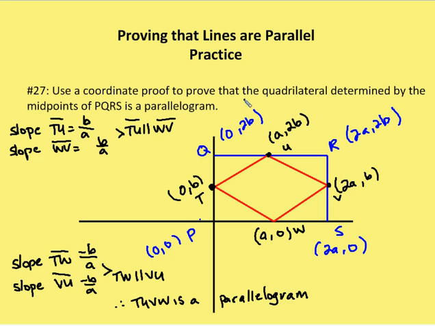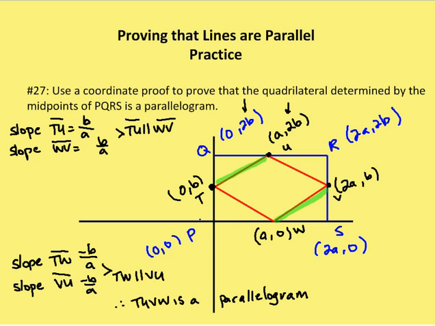And notice that I am using variables here, not actual values, because in a coordinate proof we want to prove that it's always true, not just in the case when we have particular values. So I figure out the slope of TU is 2b minus b over a minus 0, so I have b over a. And the slope of WV is b minus 0 over 2a minus a, which is also b over a. So the slopes of TU and WV are the same, so I know that TU and WV are parallel.